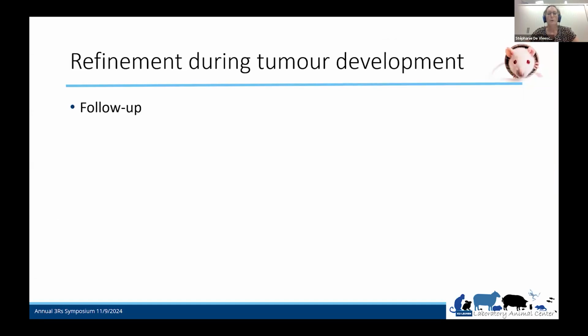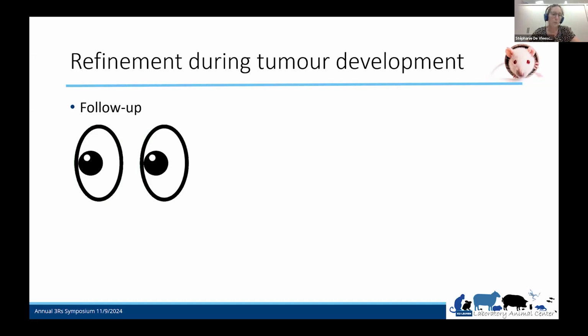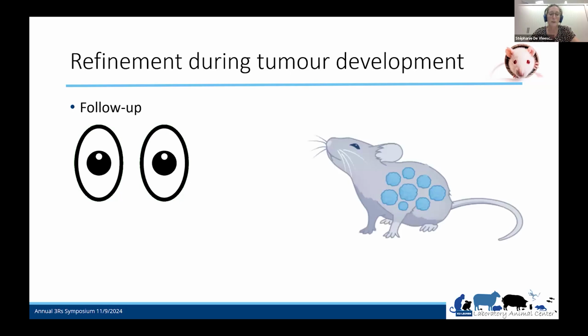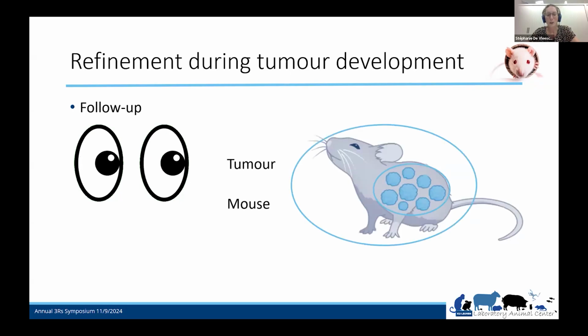So refinement during tumor development. We already had the refinement during implantation or induction of the tumor, but then the tumor develops. How can you refine that? And that's mainly by a good follow-up, by looking at your animal, at the tumor and the mouse. As I said, we decided to make this twofold to be able to put enough emphasis on both.